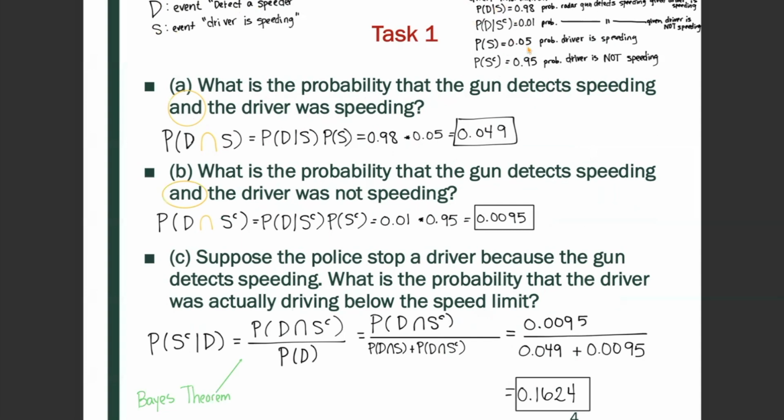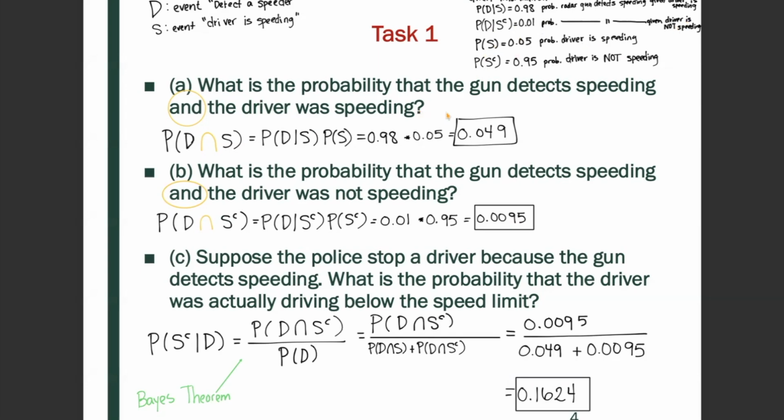And so the given information that we just went over in the previous slide is that the probability that a radar gun detects speeding given a driver is speeding is 0.98. So that's the probability of D given S. The probability of D given S complement is the probability that a radar gun detects speeding given a driver is not speeding. So that's 0.01. The probability of event S, that a driver is speeding, was 0.05. And the probability that a driver is not speeding is 0.95.